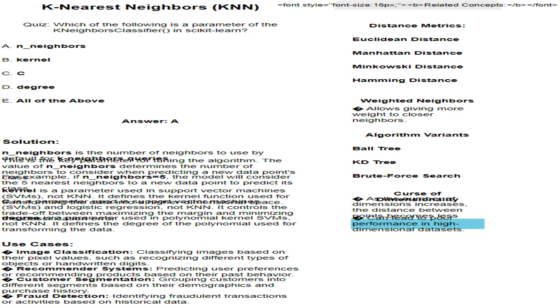Image classification: classifying images based on their pixel values, such as recognizing different types of objects or handwritten digits. Recommender systems: predicting user preferences or recommending products based on their past behavior. Customer segmentation: grouping customers into different segments based on their demographics and purchase history. Fraud detection: identifying fraudulent transactions or activities based on historical data.